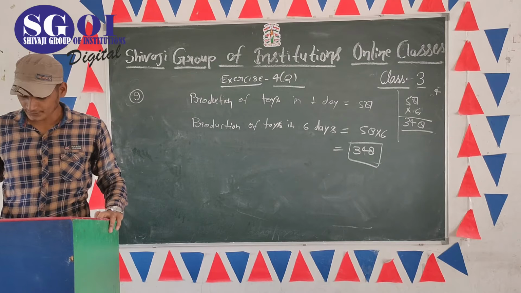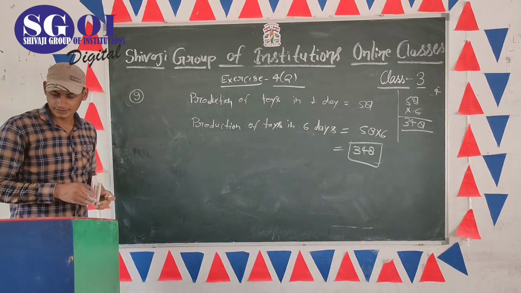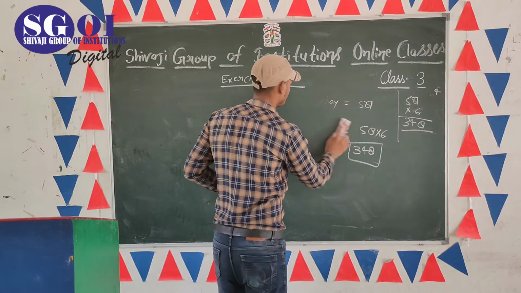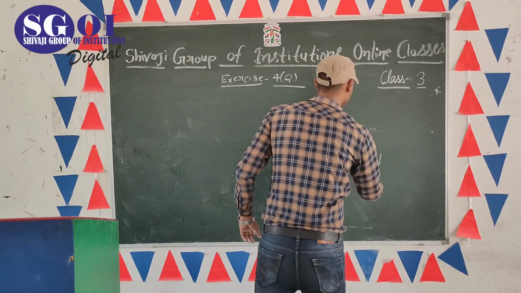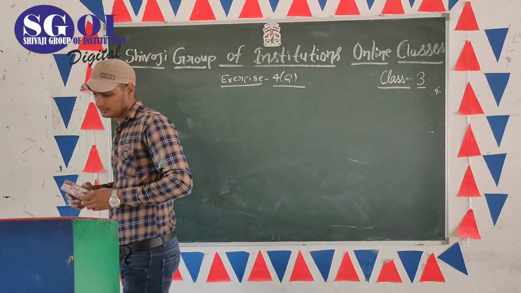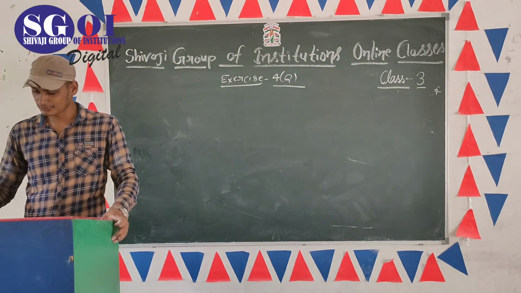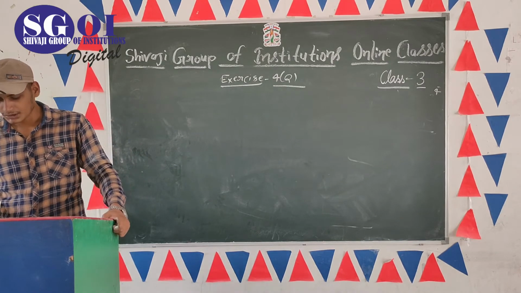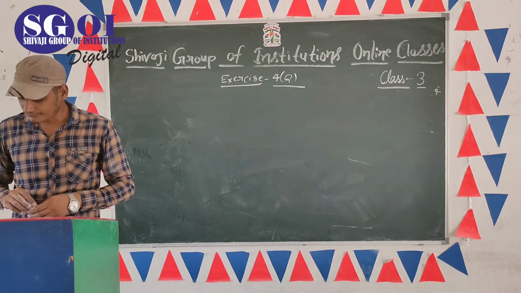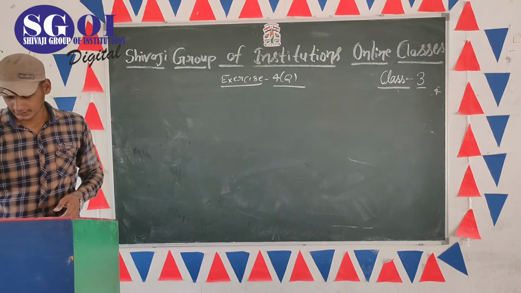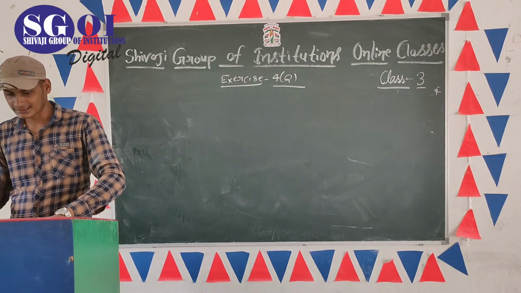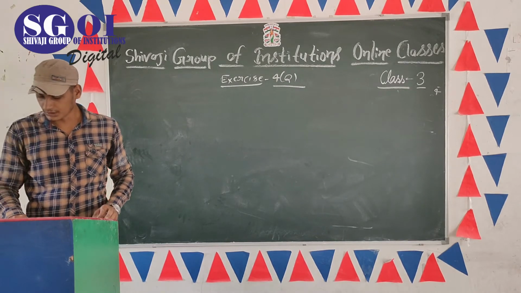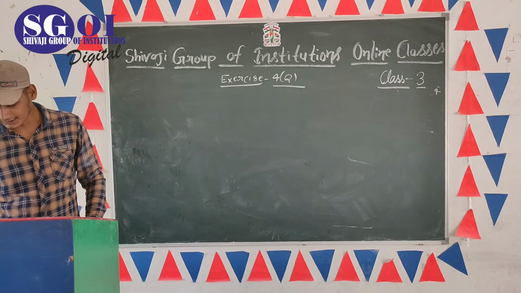Okay, students? Now come to our next question. Question number 10. Just read the question. Question number 10 is: in a class there are 60 students. Each student requires 8 notebooks. How many notebooks are needed to fulfill the demand? Repeat the question. In a class there are 60 students. Each student requires 8 notebooks. How many notebooks are needed to fulfill the demand?